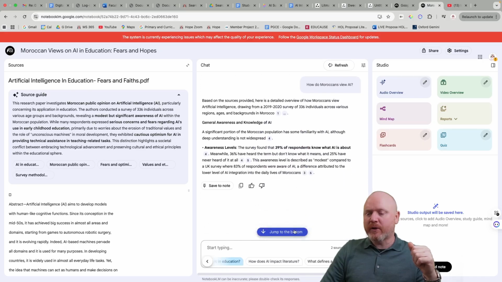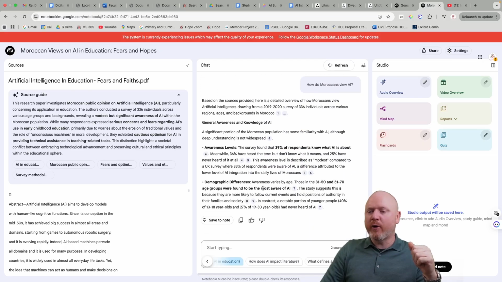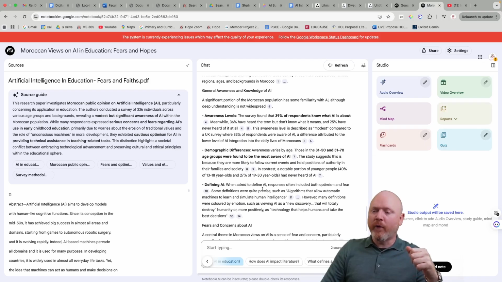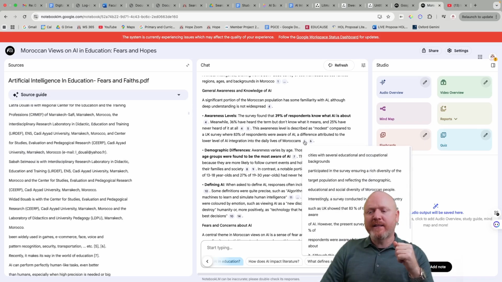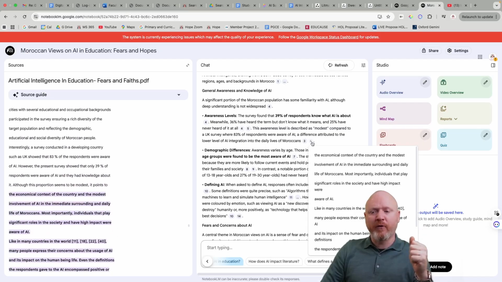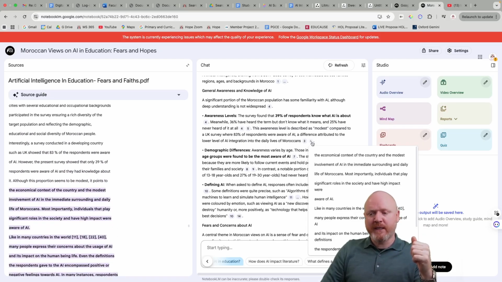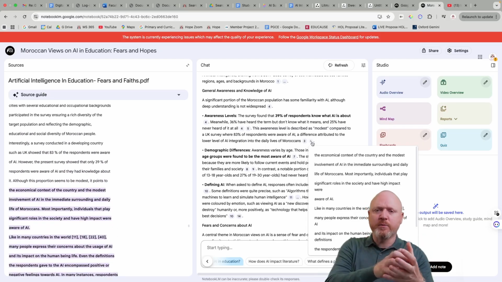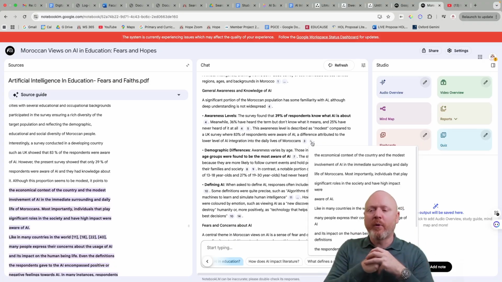Then if I jump to the bottom, it will start to give me an overview of what the awareness levels are, the demographic differences, defining AI, but really importantly, because of the agentic abilities of these systems, it is actually telling me whereabouts these particular views and opinions are coming from based on the source material. So it's actually looking at the source material and taking out what is useful from it.